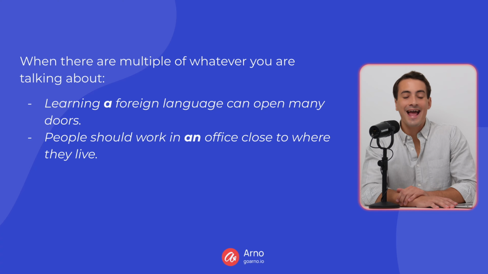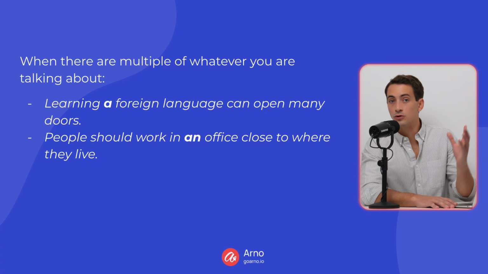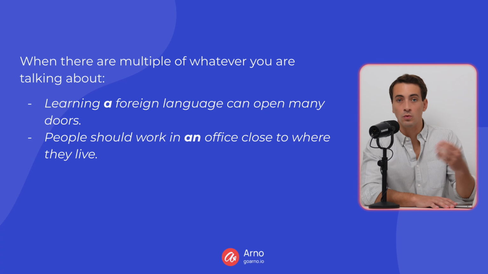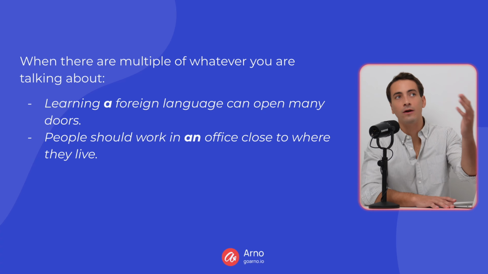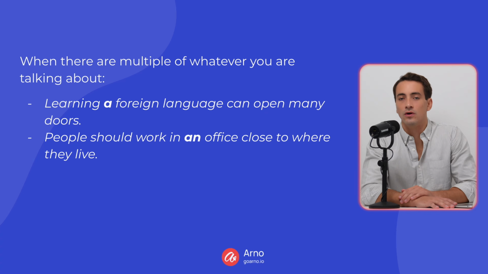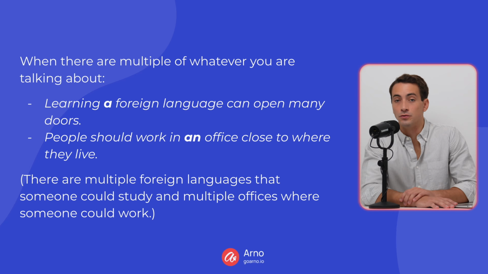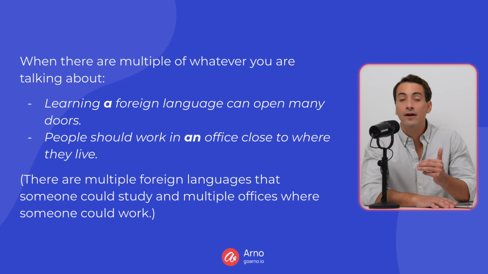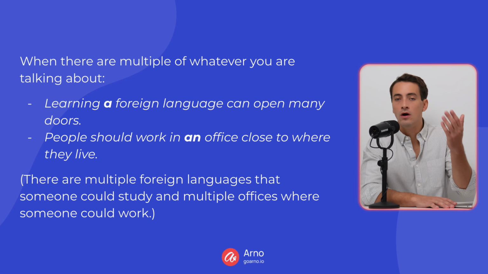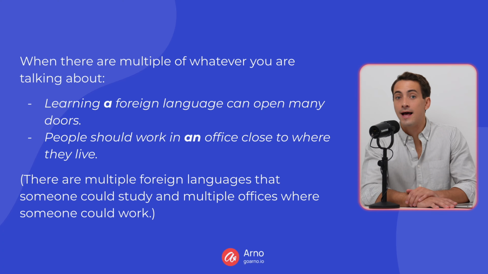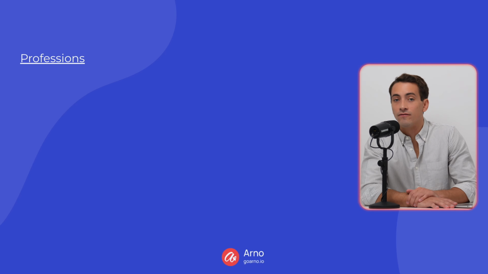People should work in an office close to where they live. So there are presumably many offices close to where a person lives, and we're just saying that in general, a person should work in one of those offices that is close to where they live. So to reiterate, there are multiple foreign languages that someone could study and multiple offices where someone could work, and we're just referring to one of them, not a specific one, but just one of them. So we use a.